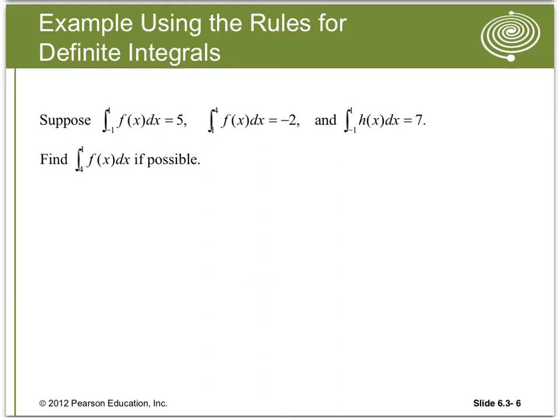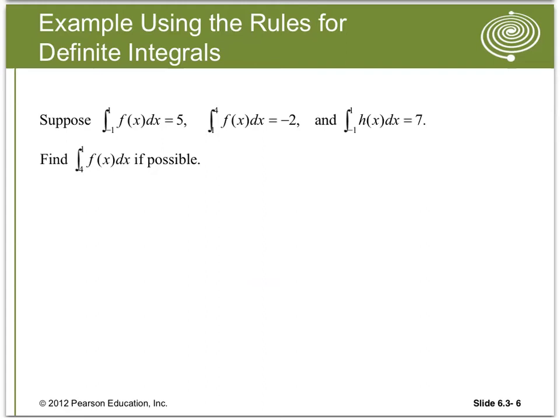So using our rules for definite integrals, this says, in case it didn't come through very well, that we have an integral from -1 to 1 of f(x) that equals 5, an integral from 1 to 4 of f(x) that equals -2, and an integral from -1 to 1 of h(x) that equals 7. And so we want to find the integral from 4 to 1 of f(x) if it's possible.